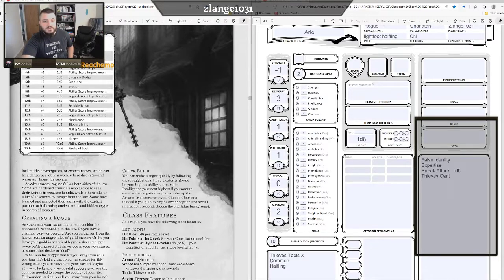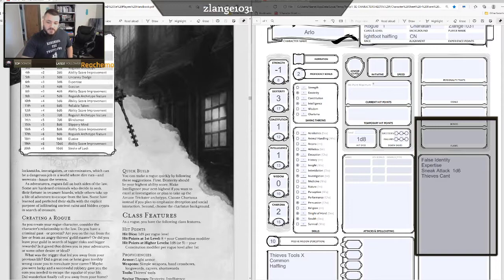Additional levels, you get additional things, like your roguish archetype at 3rd level. Cunning action at 2nd level. Cunning action is fun because you get to do stuff on your bonus action, making you even slipperier and harder to pin down. But we are making a level 1 character, so we're going to ignore those skills for right now.